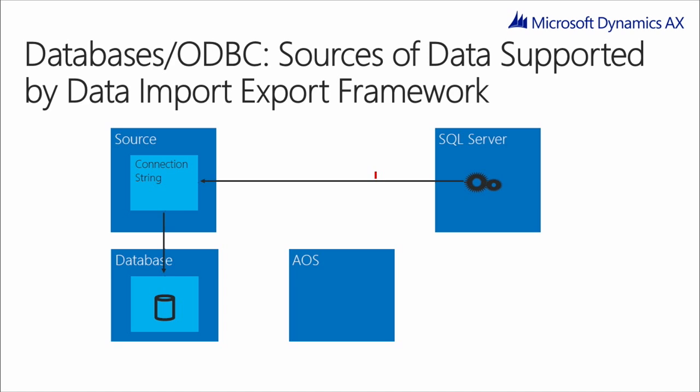When you're using the ODBC data format, you must first define a data source name or a DSN using the administrative tools in Windows, and then you can use these DSNs that are available to select from within the data source formats form in AX.